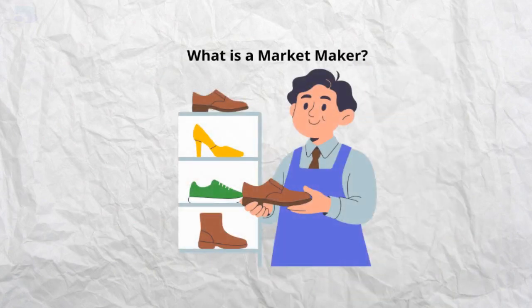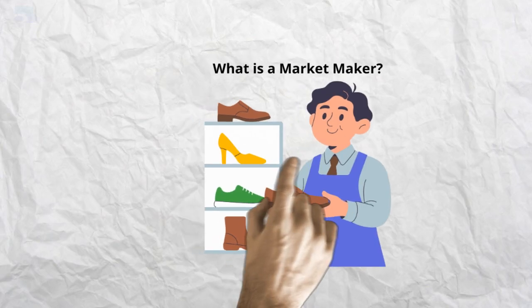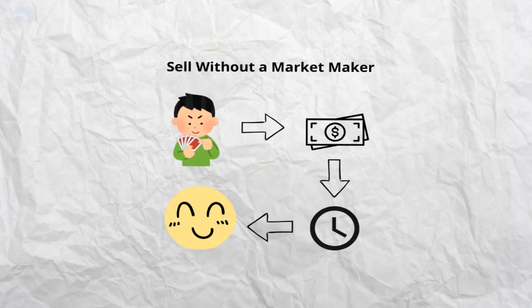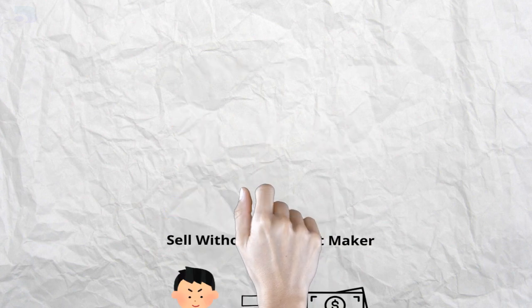What is a market maker? Think of a market maker like a store owner who always has inventory to sell and is always willing to buy inventory back. Imagine you want to sell a rare Pokemon card. Without a market maker, you'd have to find someone who wants that exact card, negotiate a price, hope they're online at the same time as you.